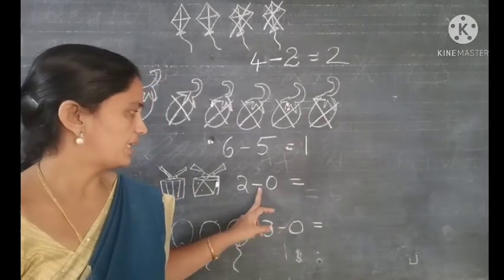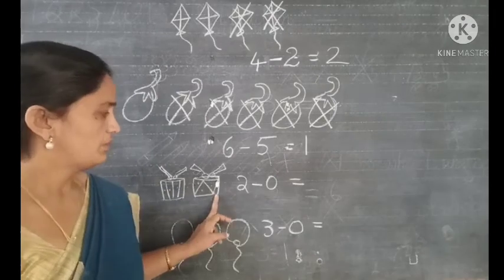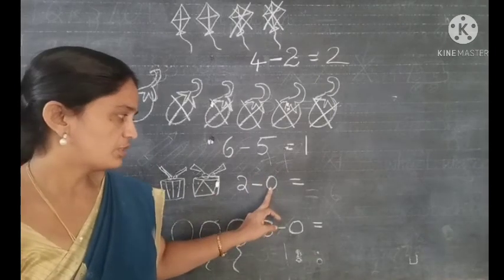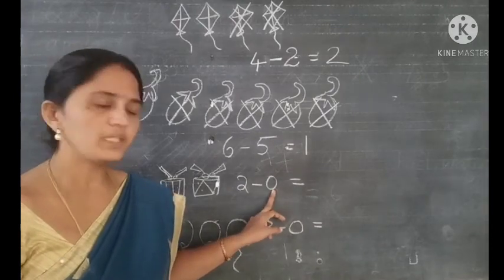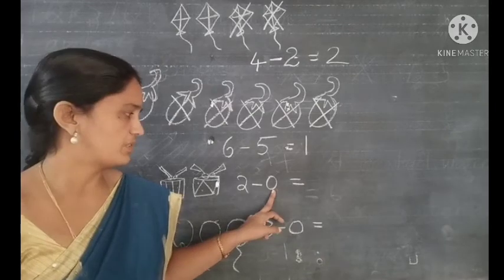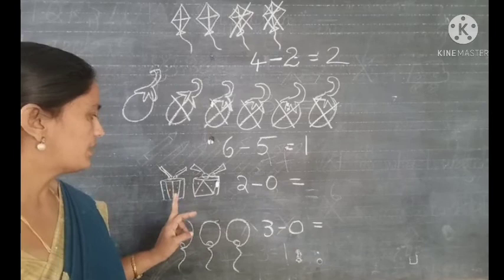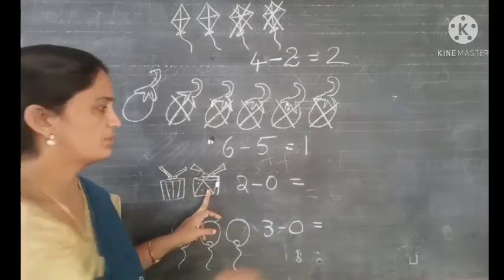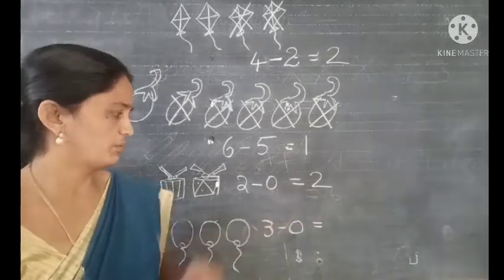Next, 2 minus 0. Here how many drums are there? 1, 2. We have to subtract 0 from 2. 0 means nothing. So we should not cross out any drums. So we should not cross out anything. Now how many drums are left? 1, 2. So the answer is 2. 2 minus 0 equal to 2.